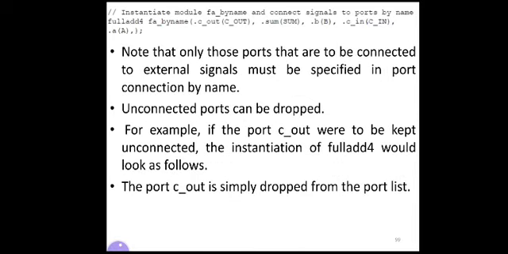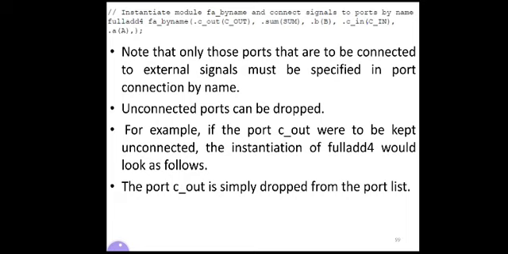So see here, comment line: instantiate module FA by name and connect signals to ports by name. Observe there, full add 4 FA by name. FA by name is the instance now. Now just observe .Cout(Cout). So this is the way to connect the ports by name. So observe there how it is written.